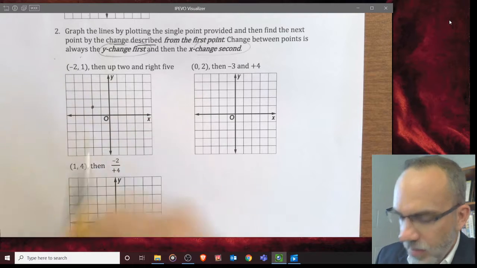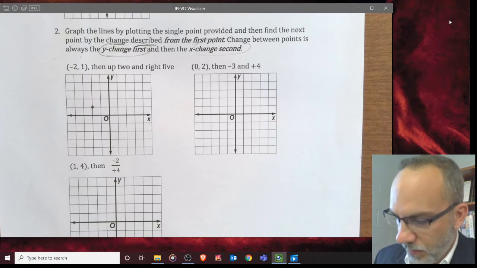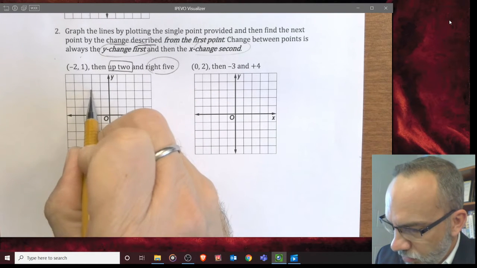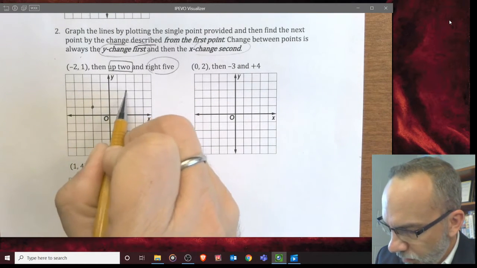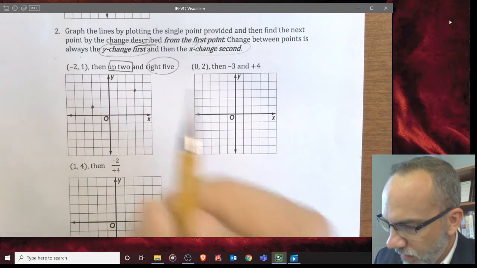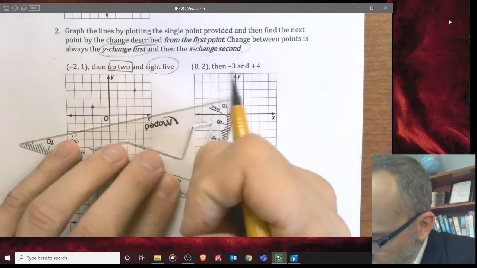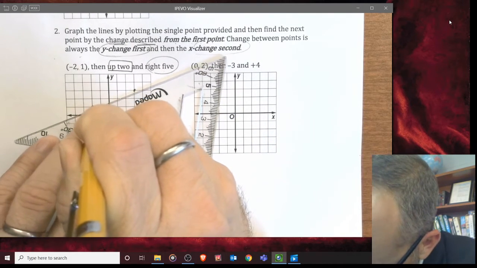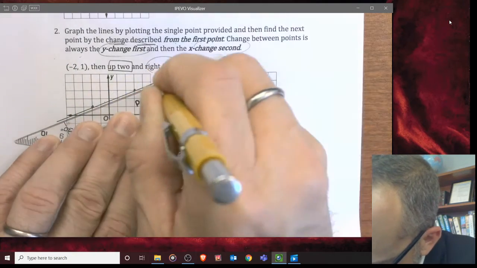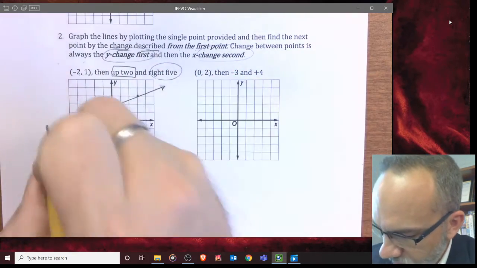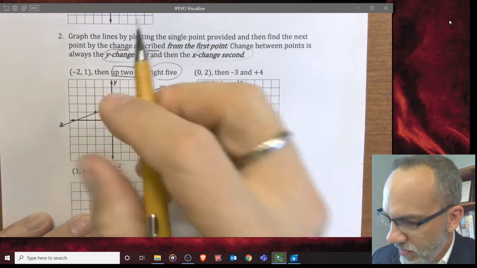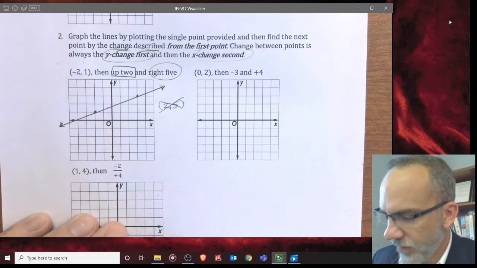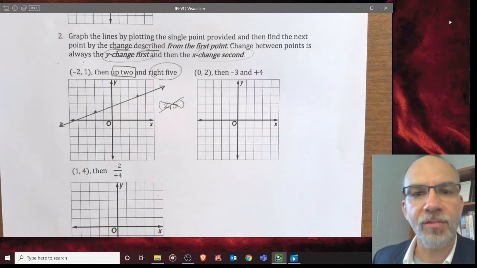Here we go. Now, how do I find the next point? I'm going to go up 2 units and then right 5 units. So up 2, 1, 2, and then to the right, 1, 2, 3, 4, 5. Here's my next point right there. And now I'm going to draw the line between those 2 points. There we go. Put arrows on the end of your lines. Notice I had something 2 and something 5, but it was not the point (2, 5). It's not the ordered pair (2, 5). It's the change. It's how I go between points.